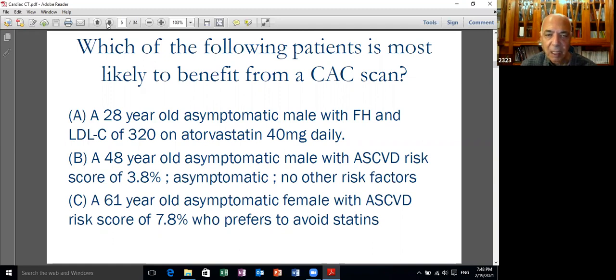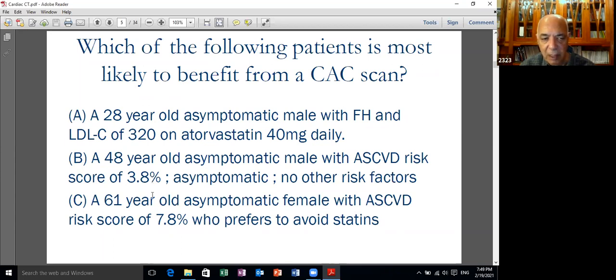The reason we are choosing that: the first patient is a definitely high-risk individual, so you don't need to reclassify the risk. He's having familial hypercholesterolemia, and he's having LDL above 190. So he should be on statin, no doubt about it, irrespective of the calcium score. The second one, on the other hand, is a low-risk individual. He's having a risk estimate of 3.8. That's below even 5% of the pooled cohort equation.